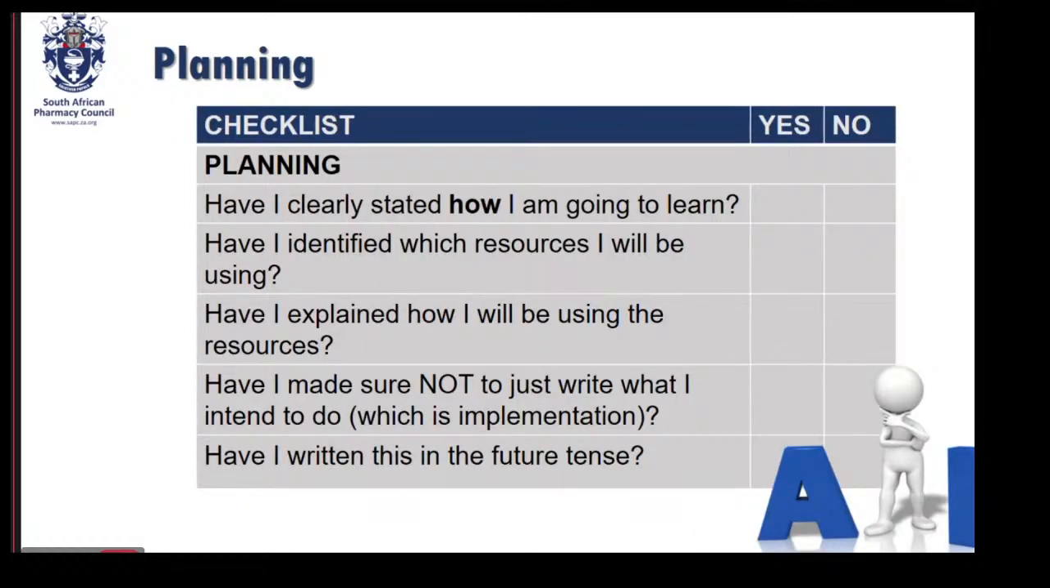Again, we have a checklist, so please consult your manual. We have a grid and a checklist for you to evaluate your own submission to make sure that everything is there. I have clearly stated how I'm going to do this. I've identified the resources. I explained how I will be using those resources. I've made sure not just to write what I intend to do. And you have written this in future tense. So you can see your planning: you have a need, and this is how am I going to achieve this? What am I going to do?